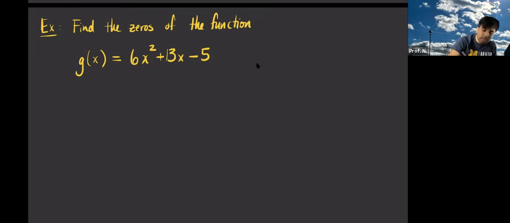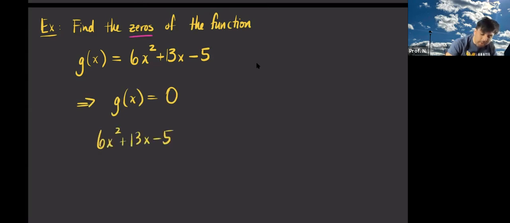Remember, the zeros is very similar to the solutions, right? What I mean is I want to set my function equal to 0. That's what it means. I want to find the x values that make my function equal to 0. But my function here is 6x squared plus 13x minus 5. That has to equal 0.